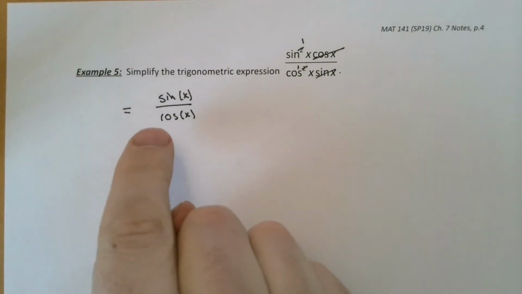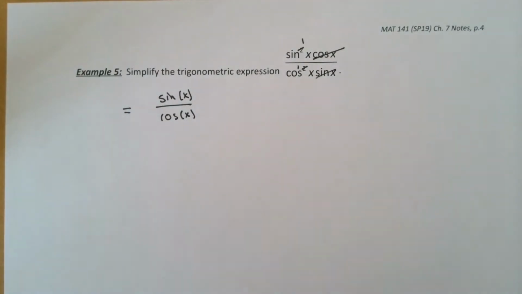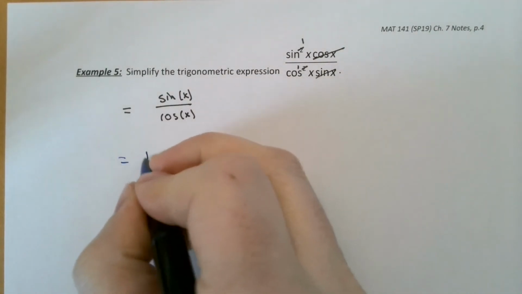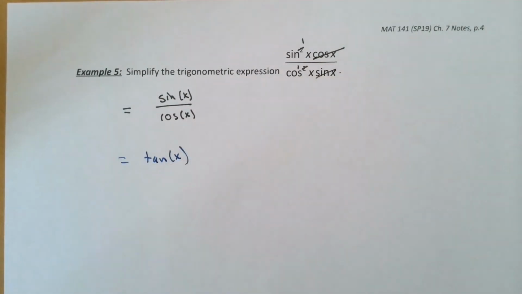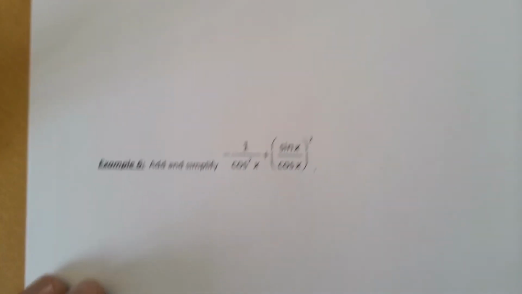Now we can apply our basic trig identities. If we have sine divided by cosine, that's equal to tangent x. All right, one more.